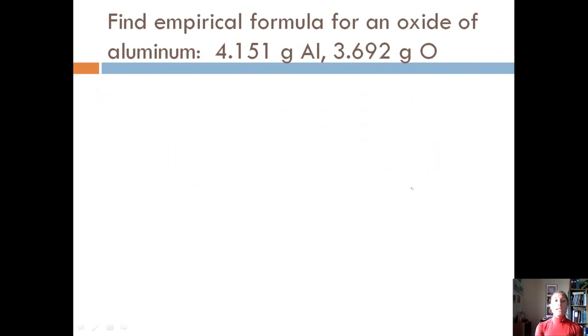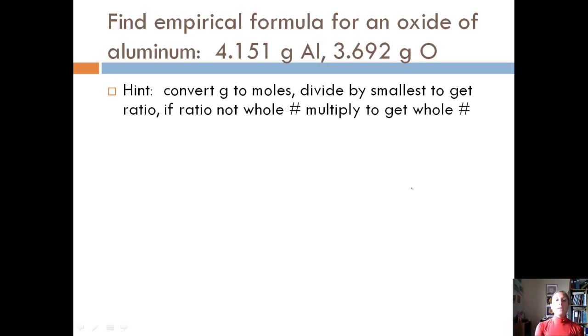Okay, so here's what I would like you to try. Find the empirical formula for an oxide of aluminum. Oxide just means that it contains oxygen. So I've given you the grams of each reactant. Make sure you convert your grams to moles. Divide by the smallest to get the ratio.